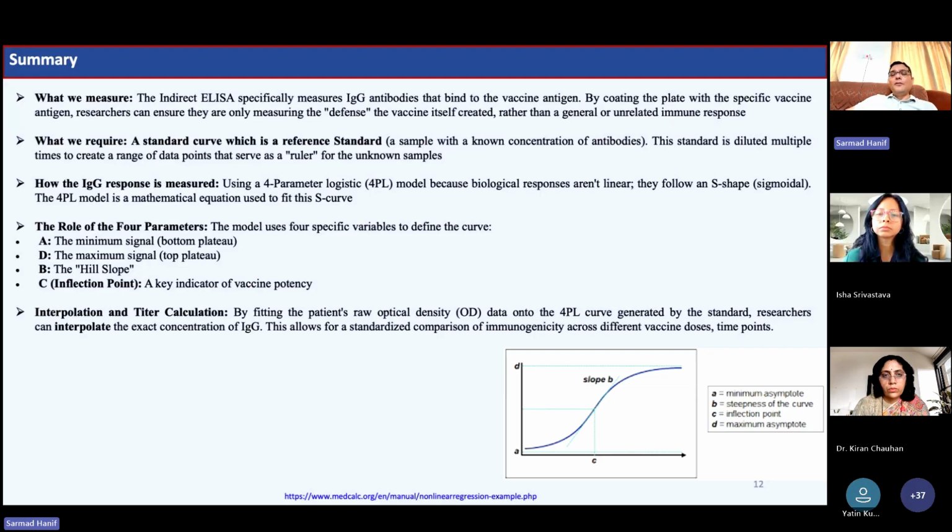That is why it is difficult for new diseases, which are emerging or re-emerging, to have the ELISA established in one go. So a standard curve has to be there. How is the IgG response measured? I told you that we don't follow y is equal to mx plus c, the linear equation. Rather, we follow a four parametric logistic curve, known as the 4PL model. Biological responses are not linear. They are S-shaped.